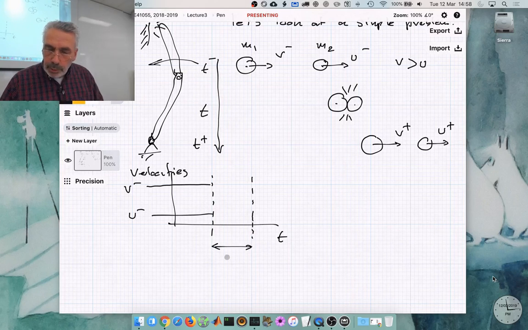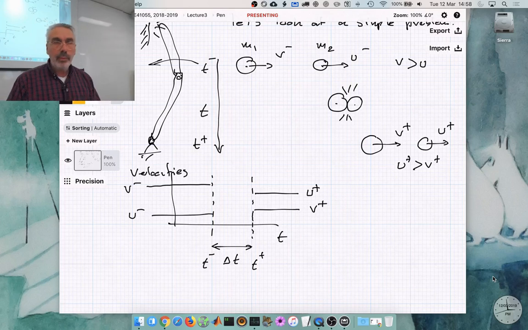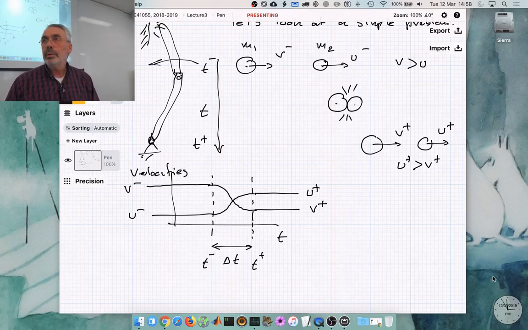So this is this delta T, where things are happening from T minus to T plus. Well, what happens is, in this case now, of course, U plus is larger than V plus, right? So he sped up. So the outcome should be something like this. So this should be U plus. And then this should go slower. So this should be V plus. And then how does it happen? Well, I don't know. Something like this, or some smooth transition, right? So one is slowing down and the other is sped up.